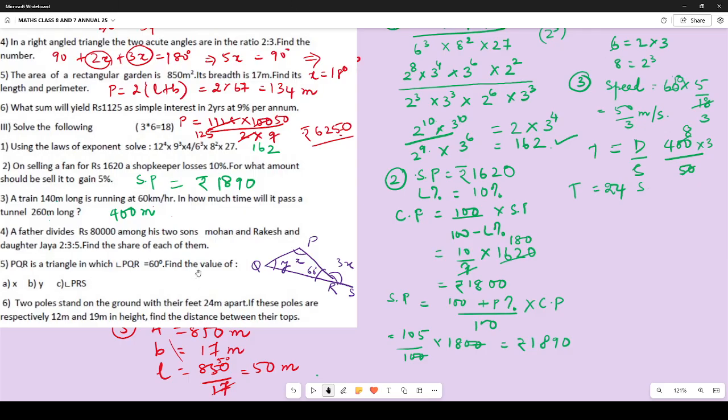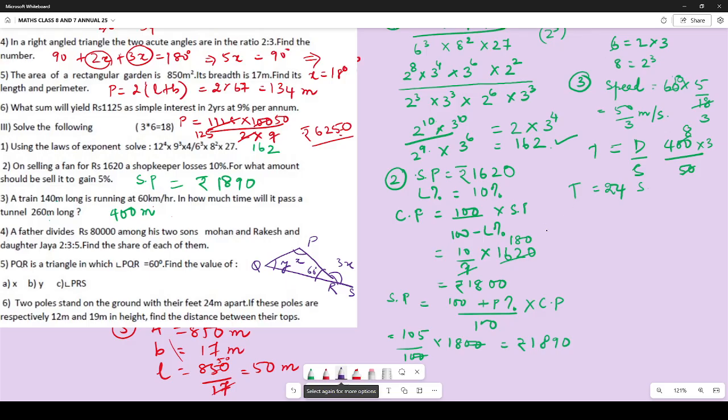All right, now let us take up this next question, where the father divides 80,000 rupees amongst his 2 sons Mohan and Rakesh and daughter Jaya. So if we take up the question, let me take up a different colored pen, otherwise it is all looking confusing. So let us take up this question.